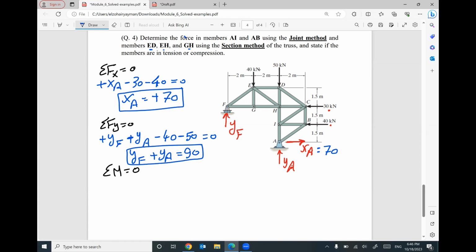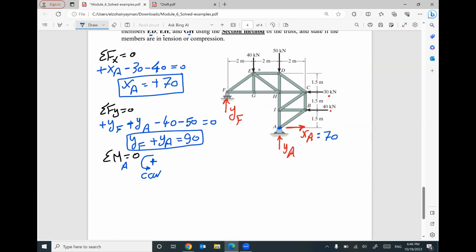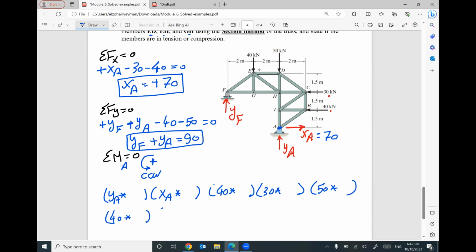Summation of moments at any point. I do recommend taking moments at A, the point with the highest number of reactions. I will assume counterclockwise is my positive direction. Go ahead and list everything: YA times distance, XA times distance, 40 times distance, 30 times distance, 50 times distance, another 40 times distance, YF times distance equals 0. I listed everything.